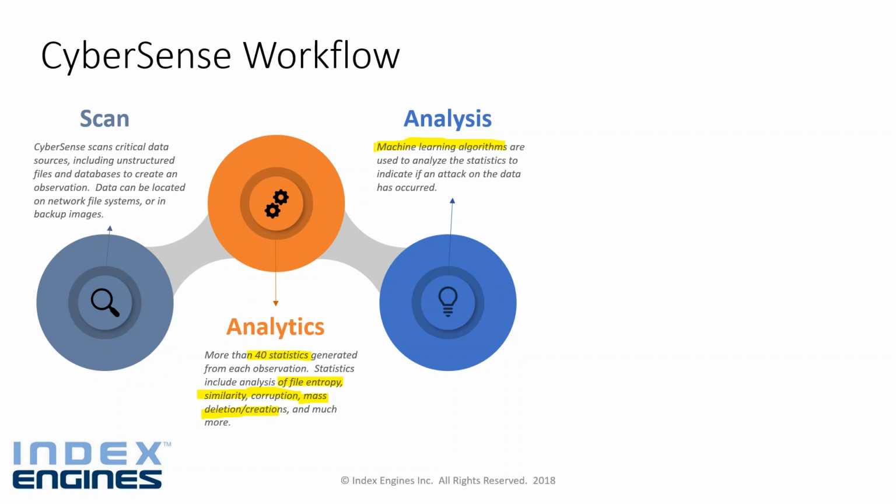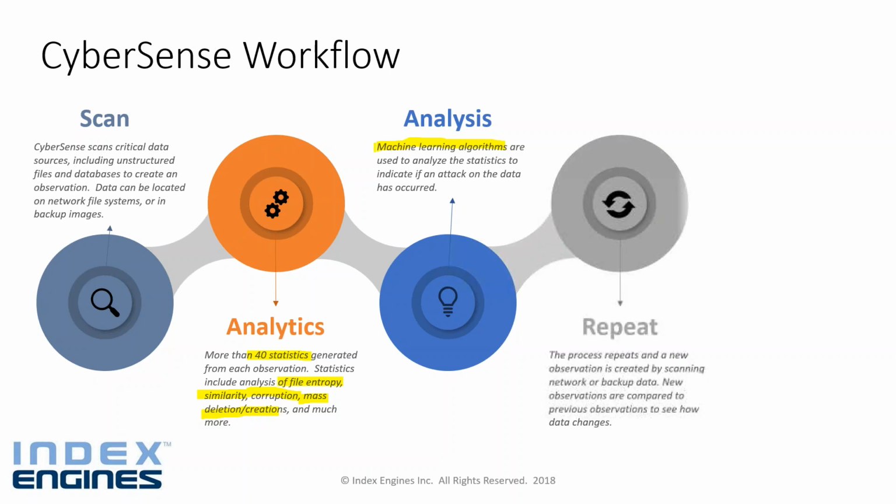So if each scan or each observation that occurs, you get a result from the machine learning that says no attack or green light situation, everything looks good, green light, green light, green light. If one day you do the scan and you get a red light situation or it looks like there's an attack, that's when you know that there's been some corruption of the data. And this process repeats. So continually observations occur, new statistics are generated, and they're compared to previous statistics.